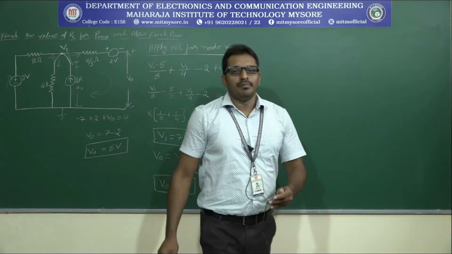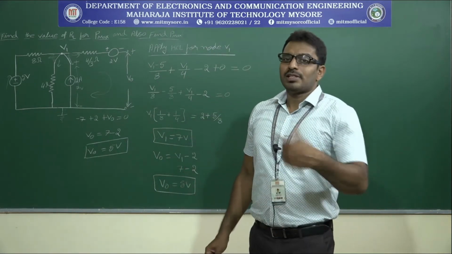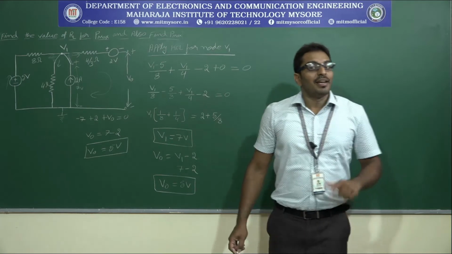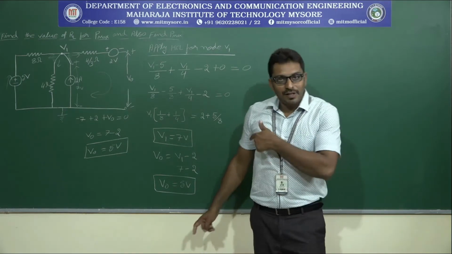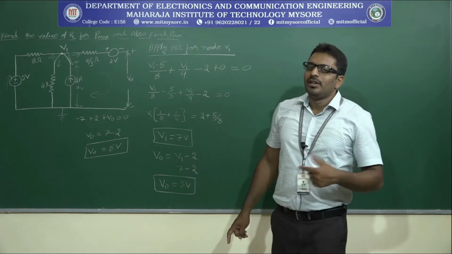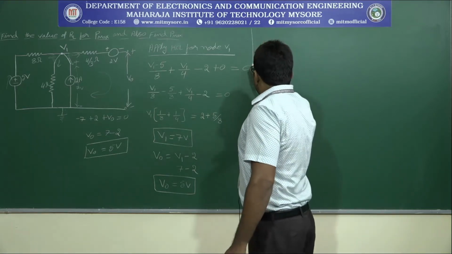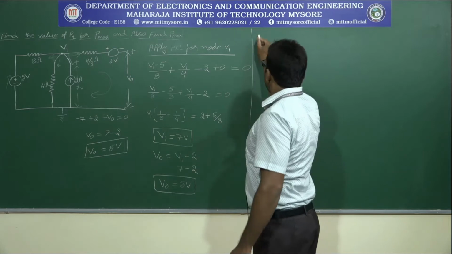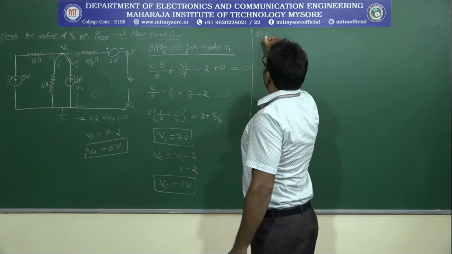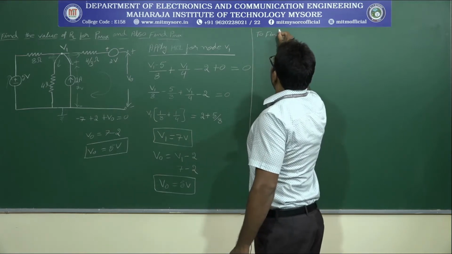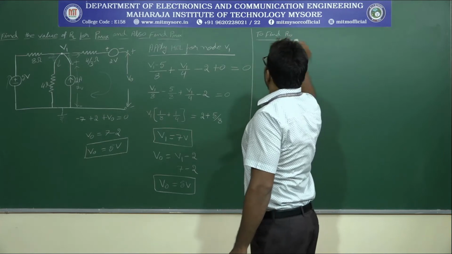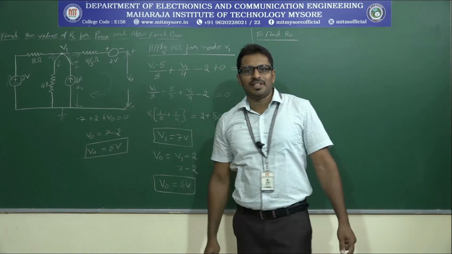That voltage is nothing but Thevenin's voltage. What is the next step to find out the Thevenin's equivalent circuit after finding V naught? To find R naught, right? So, to find R naught, yes, please remember the statement of the Thevenin's theorem.